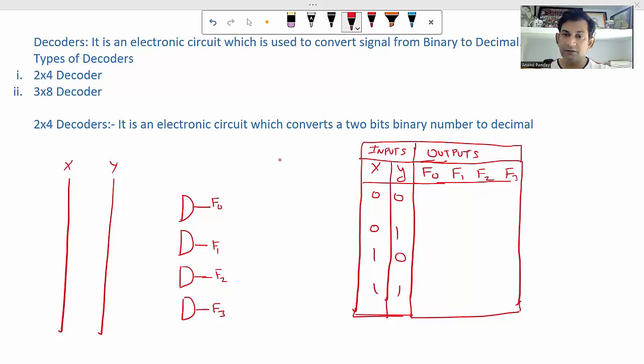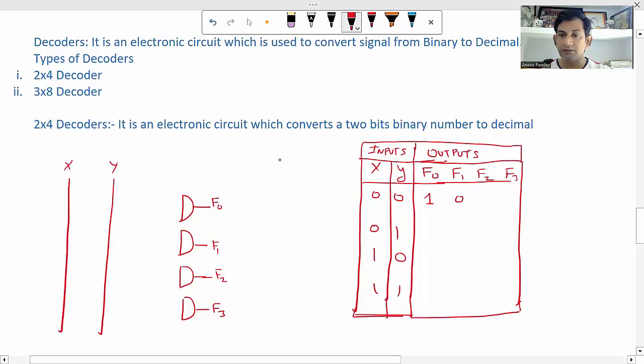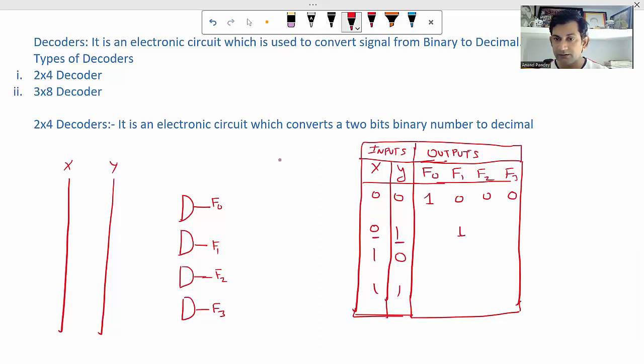So in case when the values of X and Y both are 0, only for F0 the output will be 1. For others it will be 0. In case when the value of X is 0 and Y is 1, only for F1 the output will be 1, and for others it will be 0. In case when the value of X is 1 and Y is 0, only for F2 the output will be 1. For others, it will be 0. And in case when the values of X and Y both are 1, only for F3 the output will be 1. For others, it will be 0.